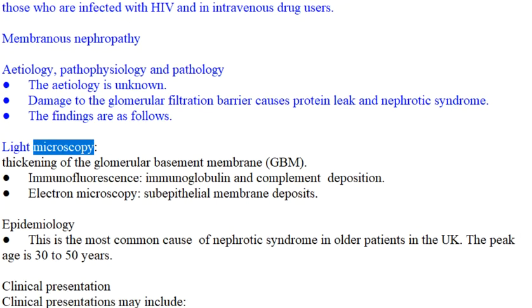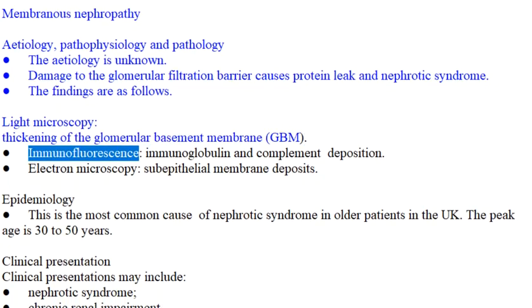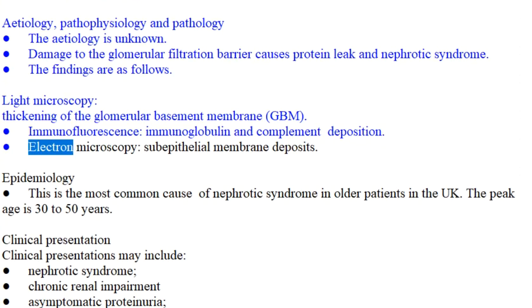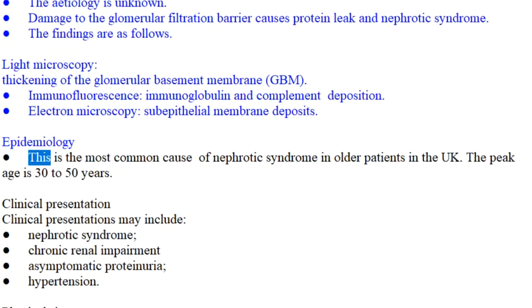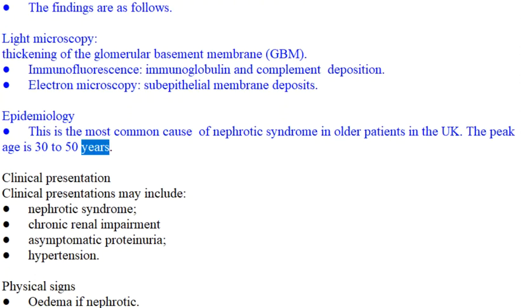Light microscopy. Thickening of the glomerular basement membrane, GBM. Immunofluorescence, immunoglobulin and complement deposition. Electron microscopy, subepithelial membrane deposits. Epidemiology. This is the most common cause of nephrotic syndrome in older patients in the UK. The peak age is 30 to 50 years.